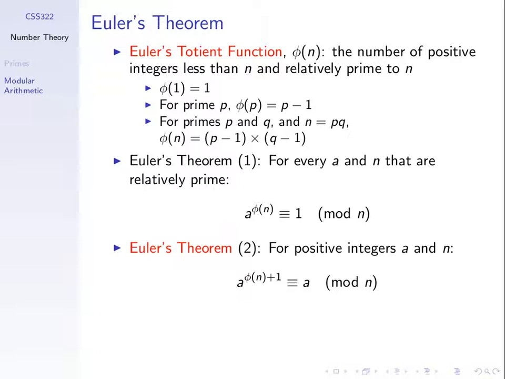Another shortcut is if n is made from multiplying two prime numbers, p and q. Then the totient of n is the totient of p multiplied by the totient of q. And the totient of p, if p is a prime number, is p minus 1, so that's this part here. And the totient of q, if q is a prime number, is q minus 1. So if we know n is made up by multiplying two primes together, then we can quickly calculate the totient of n.